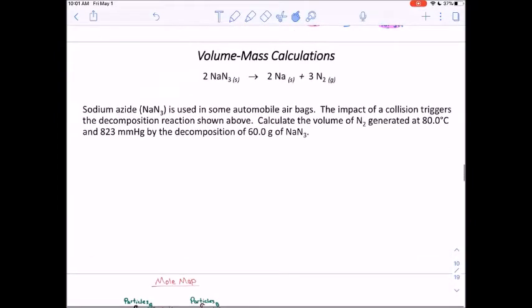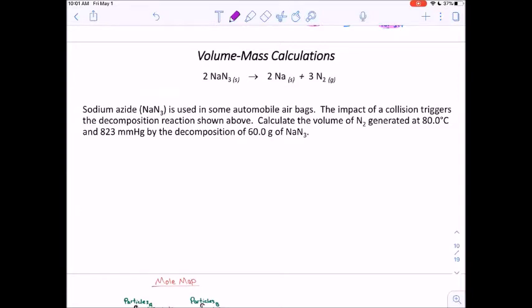Now we're going to try one that mixes up what we've been doing back in school with what we're just learning now. So we're going to do a volume-mass calculation, which means I'm combining the mass and volume calculations from our dimensional analysis mole map. So here, our problem tells us we have sodium azide that's used in automobile airbags.